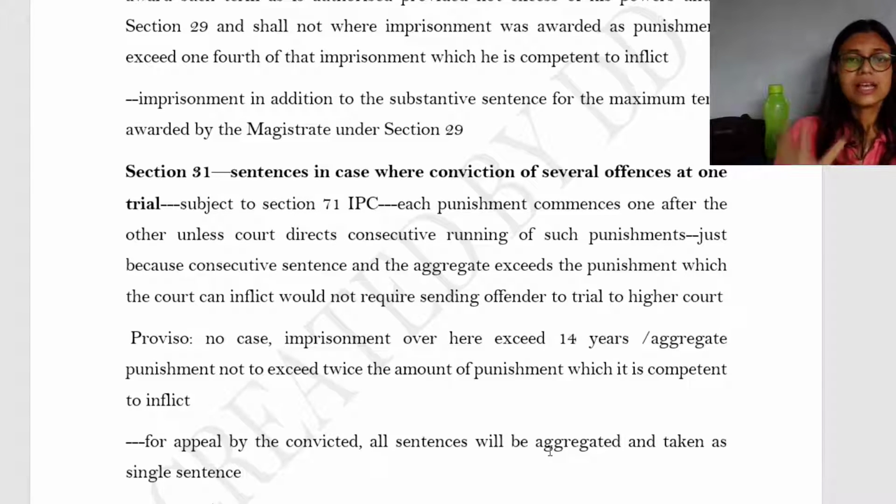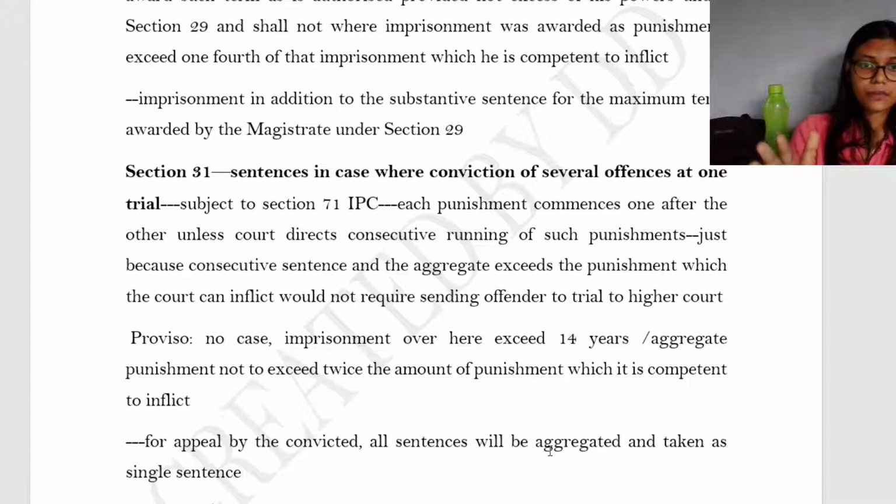Just because of this consecutive sentences and the aggregate, for example, you will see that a particular court has power only to punish for 10 years. I'll not reveal which court, we'll go down and then we'll see which court. 10 years power only. Now he had 10 offenses he was trying, and he found the accused guilty for 3. He gave separate punishments. When you combine all of it, it exceeds the 10-year bar, that he has the power to sentence only for 10 years.